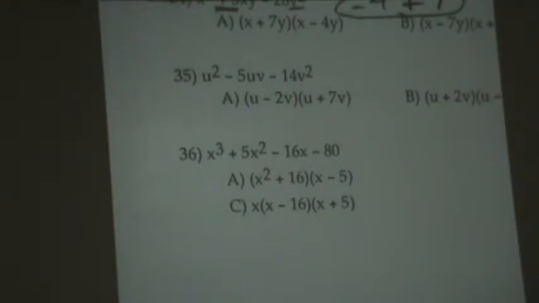Number 35: u squared minus 5uv minus 14v squared. Let's put the u's to begin with, and the v's. 14 is 1 times 14 or 2 times 7, subtracting to give you 5. How do we get a negative 5? Positive 2, negative 7.